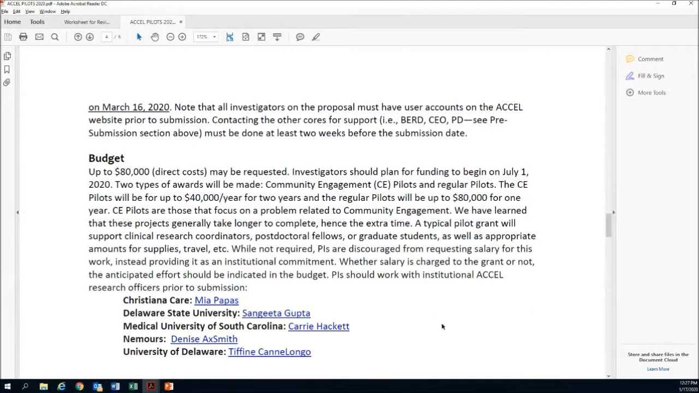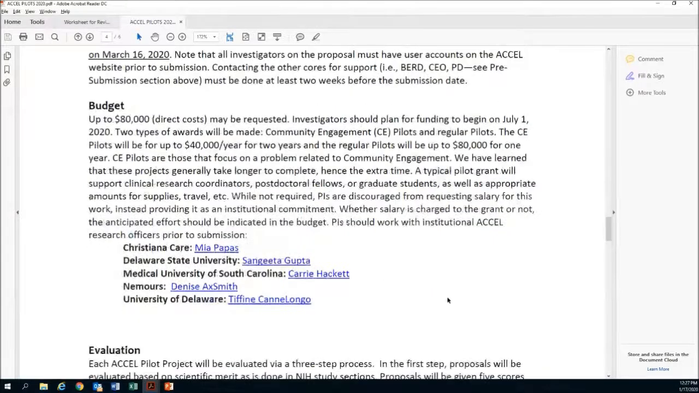There are specific individuals at each institution that you should contact early on. Each site may have specific things that you have to do, specific forms. For example, anyone at Nemours who wants to submit has to contact Denise, who will have them fill out a form, and your submission has to be approved internally before you can send it in. But that's a pretty straightforward thing to get going. These are the contacts at each of the institutes.